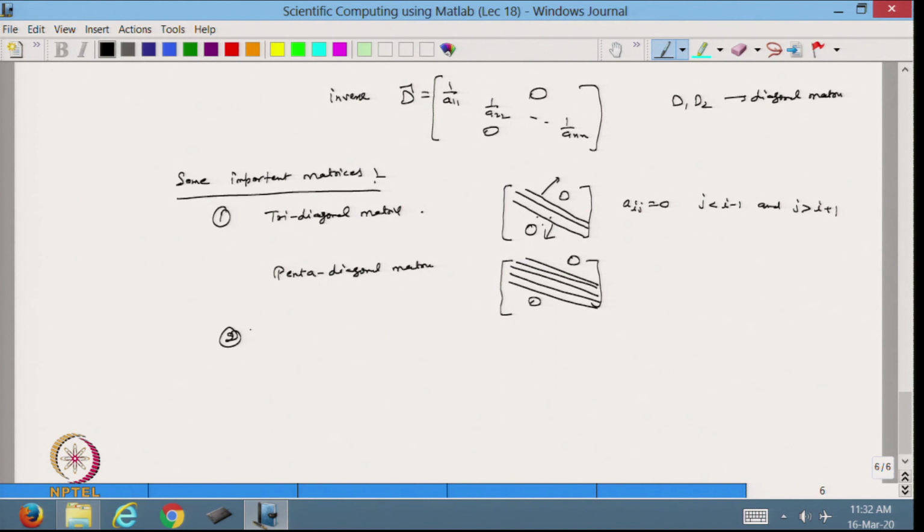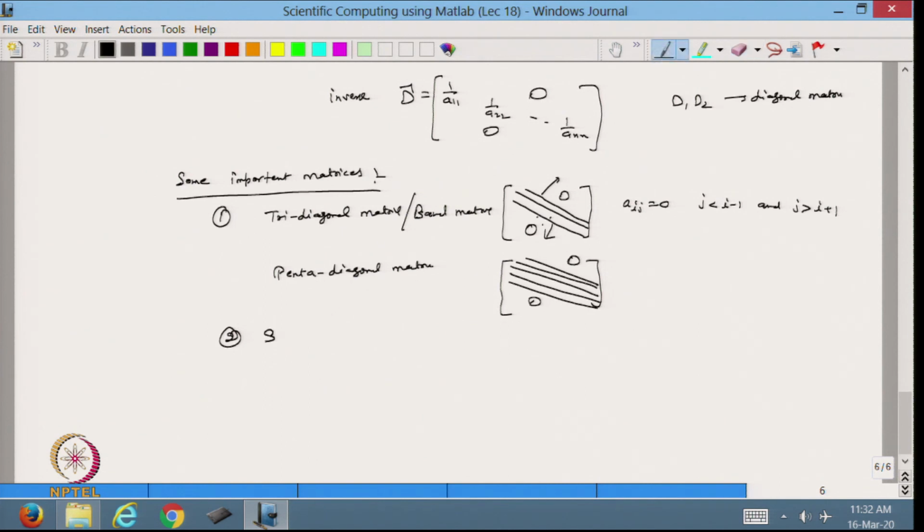This kind of matrix is also called a band matrix, because we have 3 bands here and 5 bands here. So, that is the banded matrix.